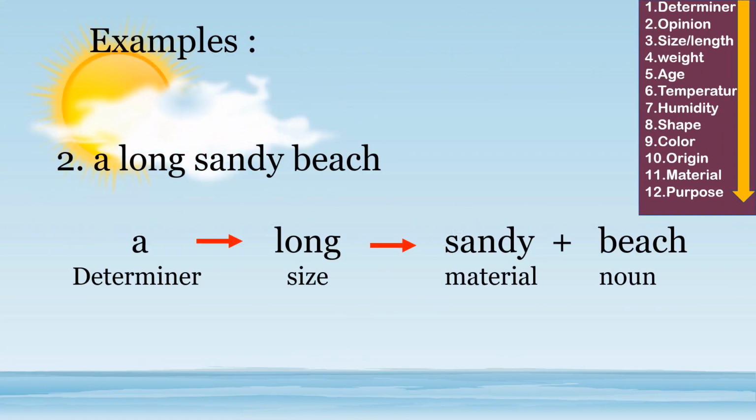Okay, let's look at example 2, a long sandy beach. A is the determiner, so it's in position 1. Long is size, so it's in position 3. And sandy is material, so it is in position 11. So the phrase becomes like this, a long sandy beach.